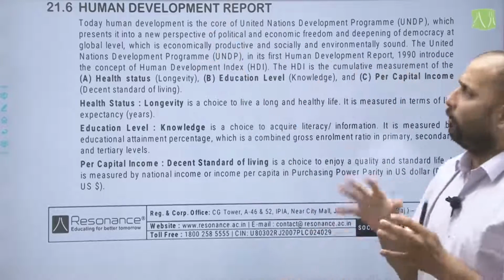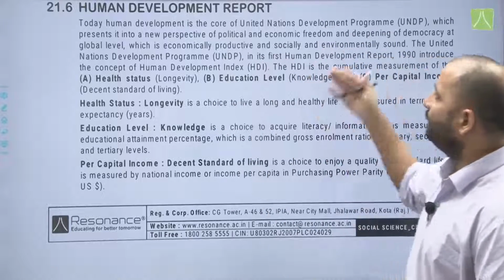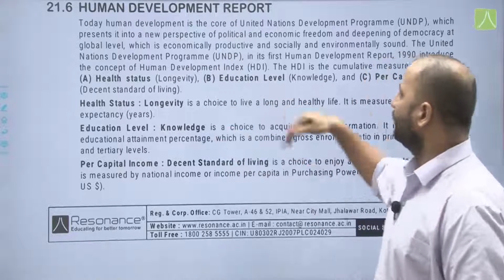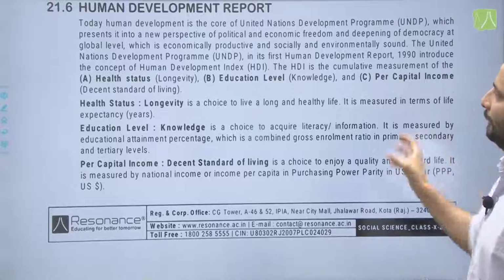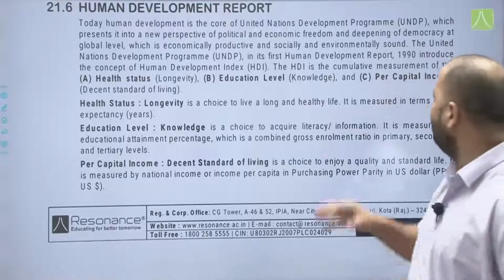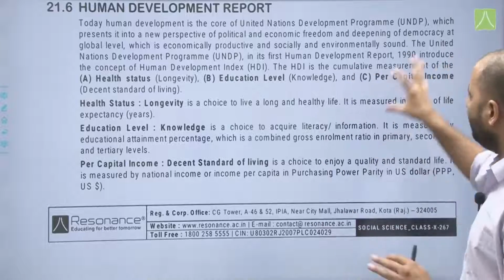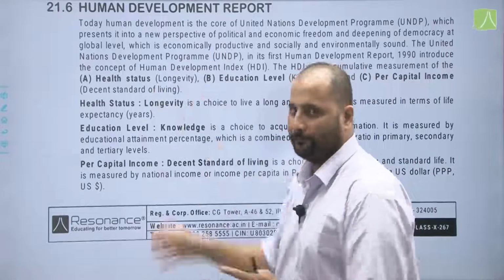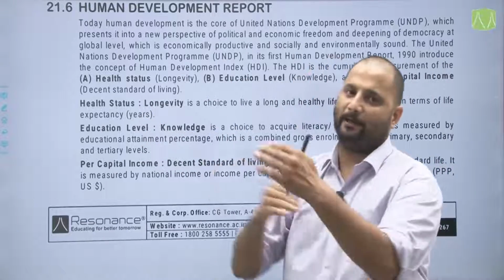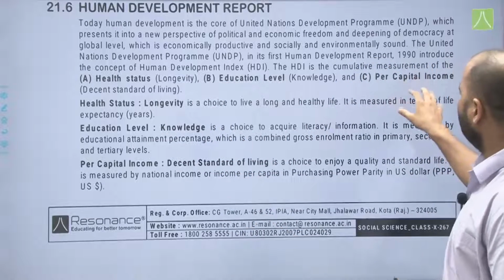Today, human development is the core of the United Nations Development Program, that is UNDP, which presents it in a new perspective of political and economic freedom and deepening of democracy at the global level, which is economically productive and socially and environmentally sound. UNDP, in its first human development report in 1990, introduced the concept of the Human Development Index, or HDI. The HDI is a cumulative measurement of health status, that is longevity, education level, that is knowledge, and per capita income, that is a decent standard of living of a person. Health status, it should be here per capita income, not capital income.